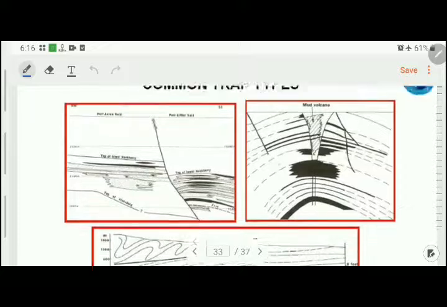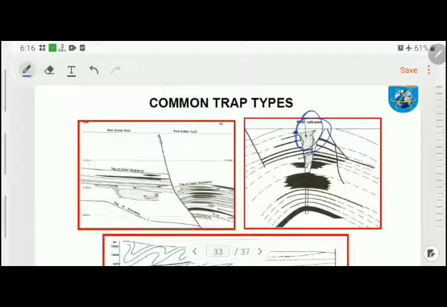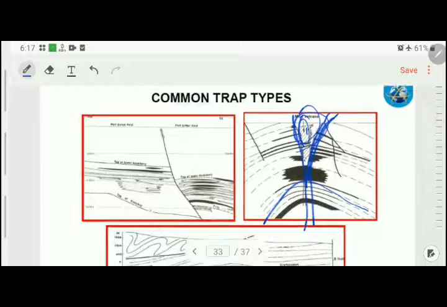Okay, we have here what looks like a mud volcano. If you notice here in this area, there are many traps, such as the anticline, also the fault, and also the mud volcano of that area.